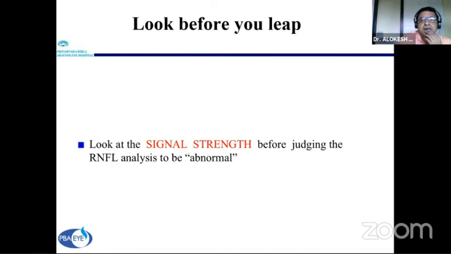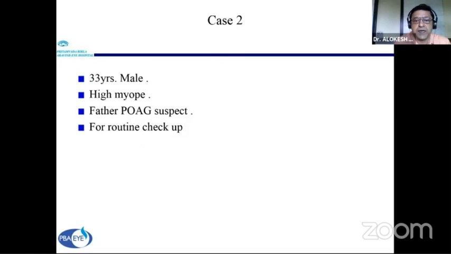So one of the cardinal pitfalls that we have is that we don't look at the signal strength, and we look at the color-coded map and conclude our decisions. So we should always look at the signal strength before judging the analysis to be abnormal. That is the first point.